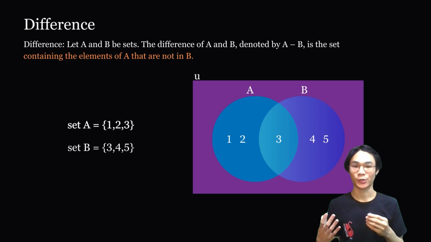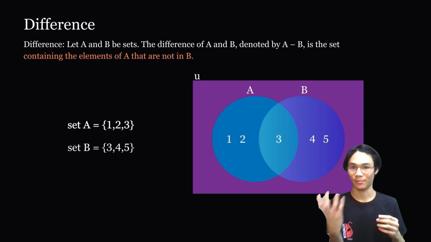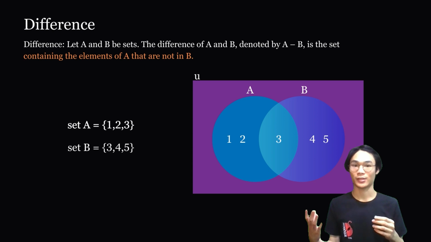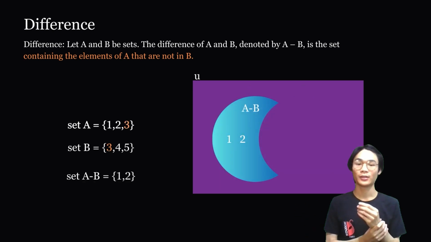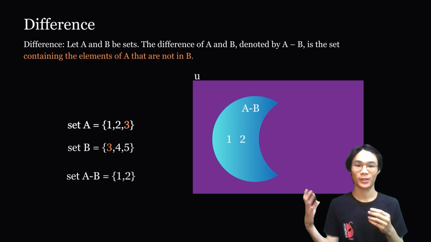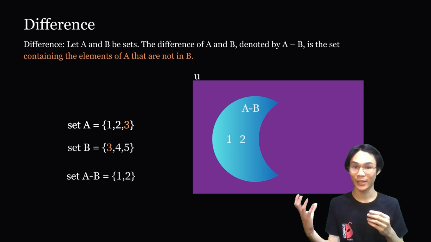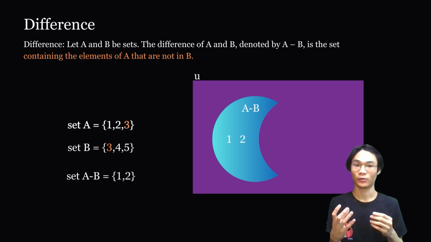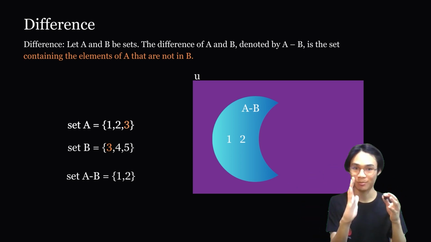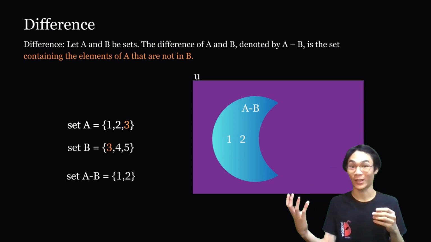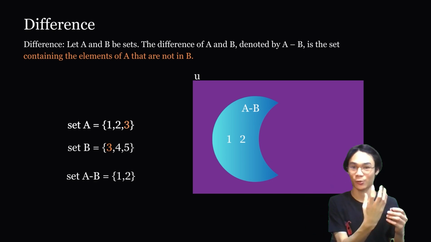And for the last operation, we have difference. Difference is denoted by the symbol A minus B. This is the difference of A and B. Let's look at the same example. We have A that has elements 1, 2, and 3. We have B that has 3, 4, and 5. The answer of the difference between A and B is going to be only 1 and 2 because we will only include the elements that are only in set A but not in set B. In this case, it's going to be 1 and 2 but not 3 because 3 is also in set B as well.